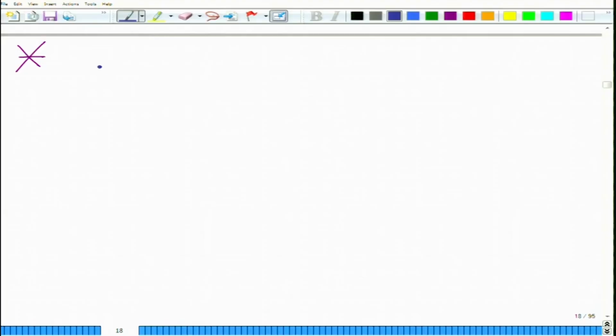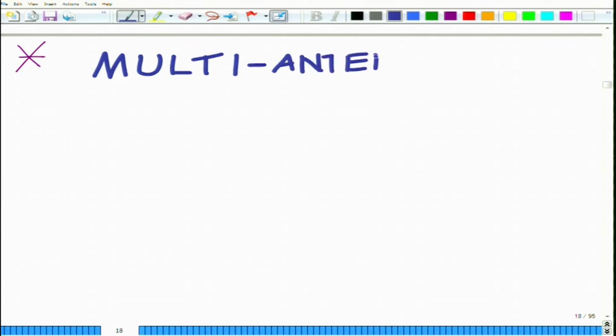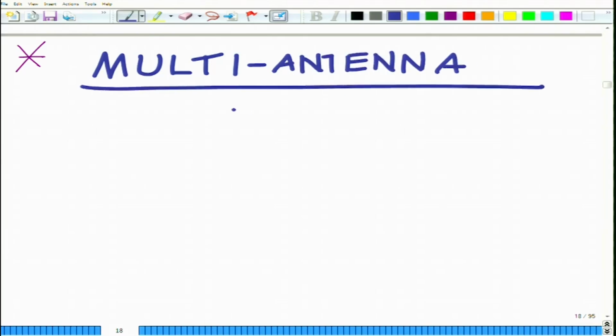So, what I want to do is introduce another application of the concept of hyperplanes and half spaces, and this is in the context of multi-antenna beamforming.